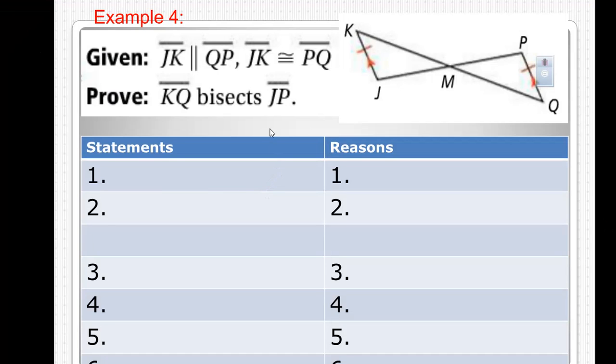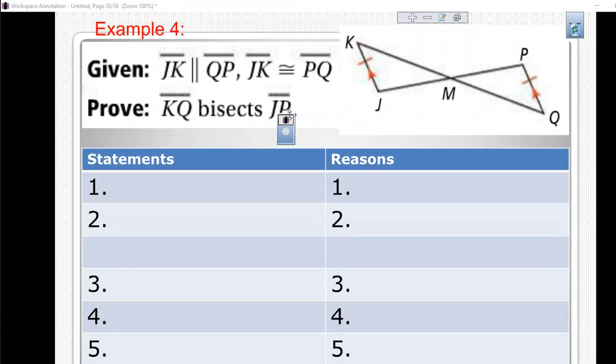So now let's look at something different. This time we're trying to prove a definition. So in order to prove a definition, we have to first figure out what the definition tells us. So if KQ bisects JP, that means that KQ is going to cut JP in half. Remember, to bisect, you're cutting in half. So if they're going to be cut in half, that would mean that these two segments would have to be congruent, the segments JM and PM. So we need to figure out how we can prove that these two segments are congruent. If we can do that, then we can say that KQ does in fact bisect JP.